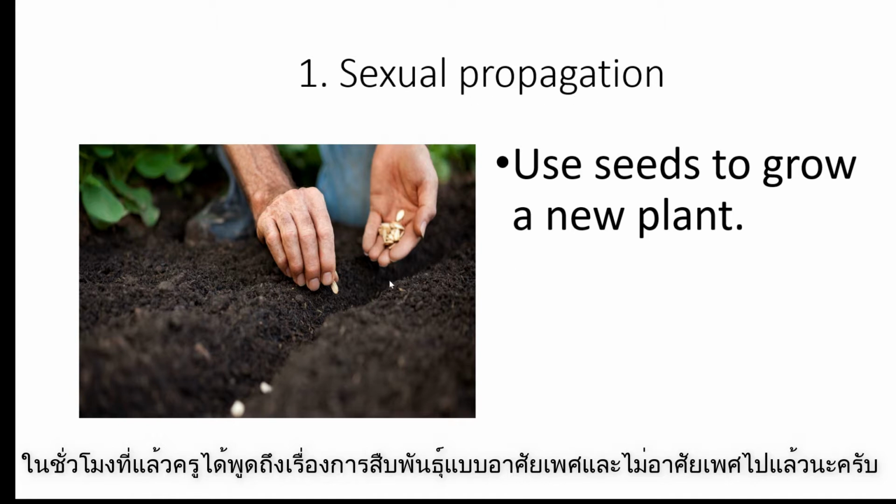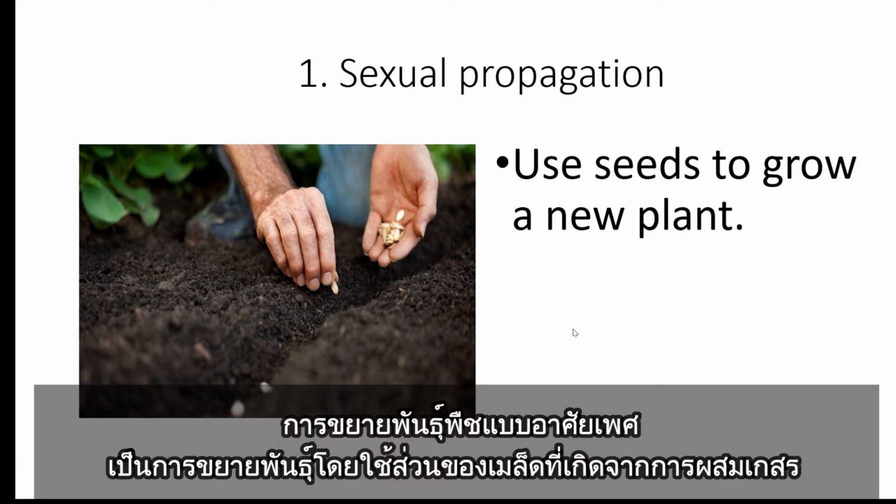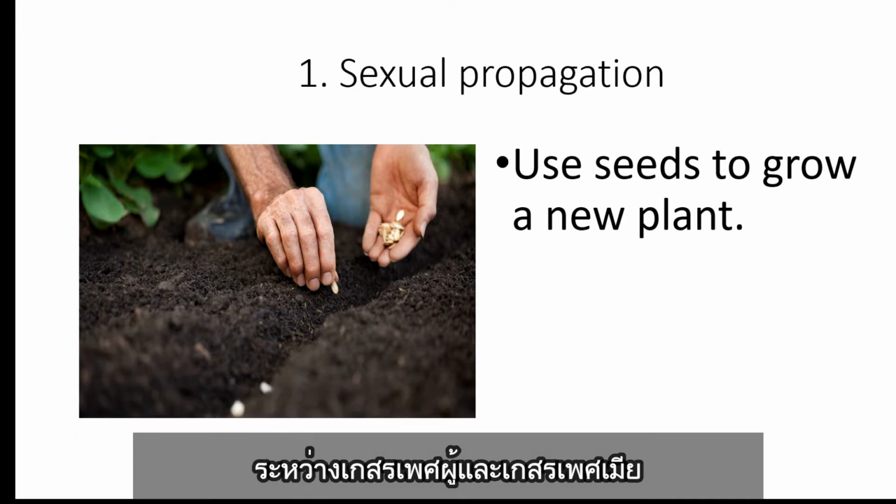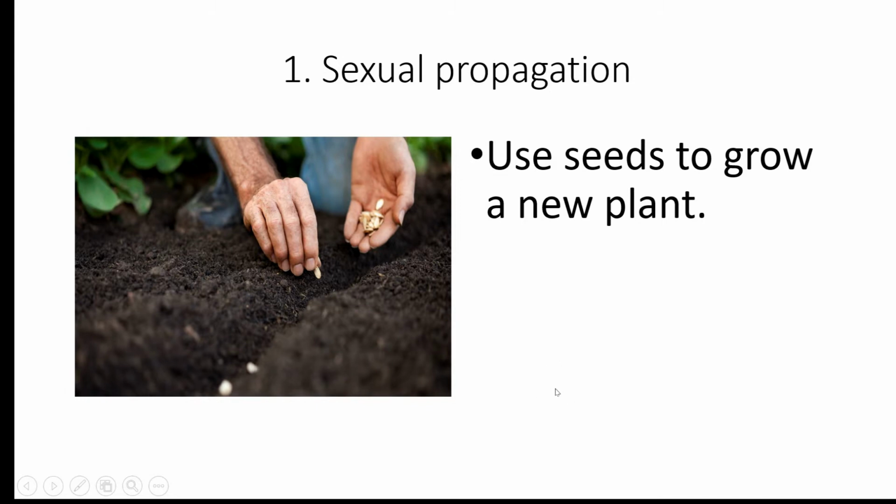Why sexual propagation? Because it can produce seeds when the stigma and the stamen join together, and it takes time to process. When the pollen grain lands on the stigma, the base part of the plant called the ovary is where the seed will grow inside the plant. That is called sexual propagation, when you use seeds to grow a new plant.